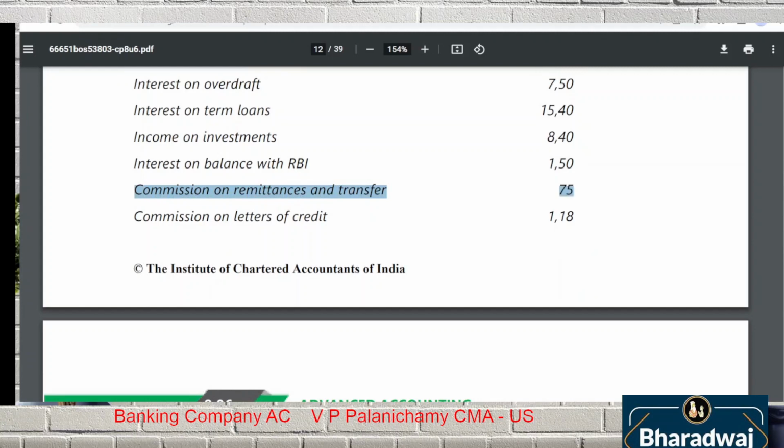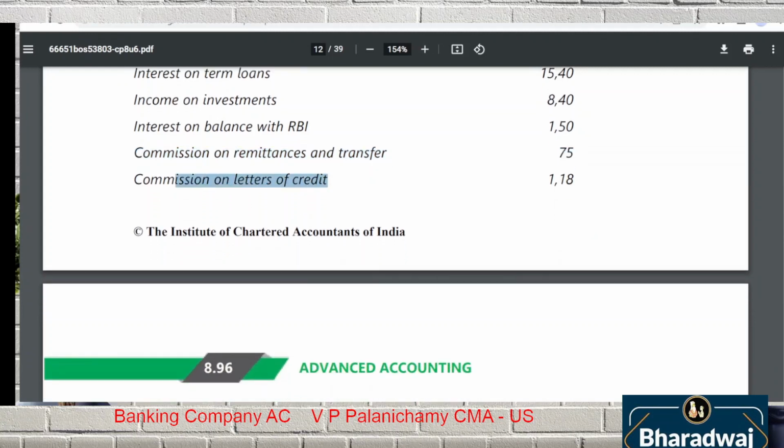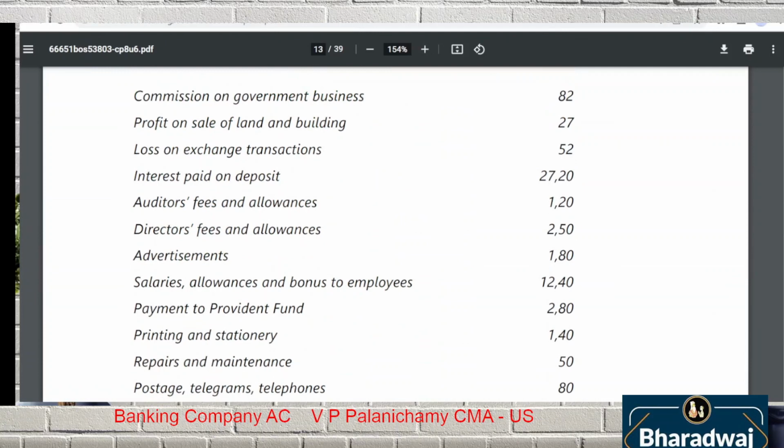Commission, other income, 14. Commission on LC, letter of credit, other income, 14. Commission on government businesses, 14. Profit on sale of building, 14. Loss on exchange transaction will be a negative figure in 14. 27 is a positive amount. Loss on exchange is a negative amount in 14.